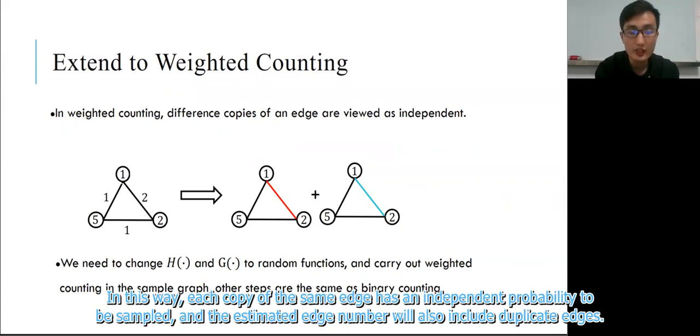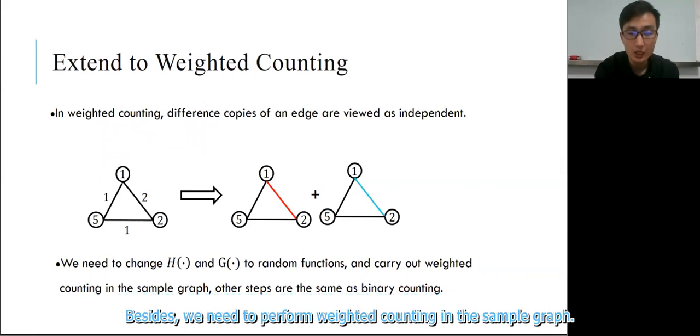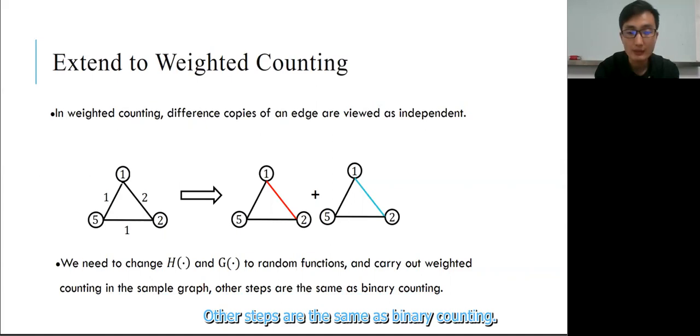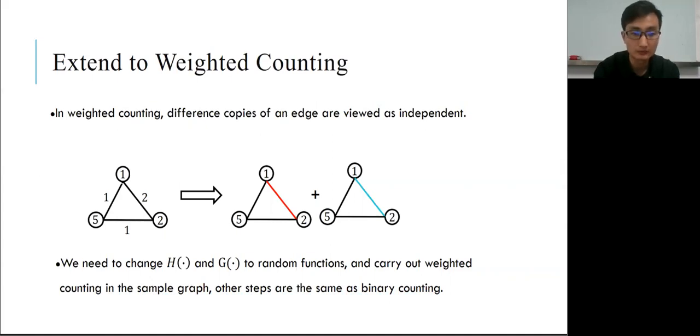In this way, each copy of the same H has an independent probability to be sampled, and the estimated H number will also include duplicate edges. Besides, we need to perform weighted counting in the sample graph. Other steps are the same as binary counting.